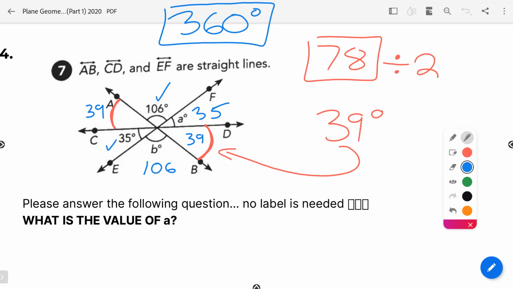All right? This is called an angle cluster, and I hope you guys found this video helpful and informative.